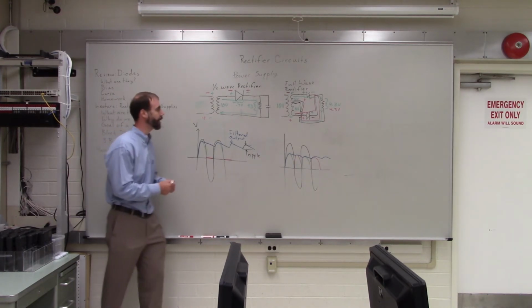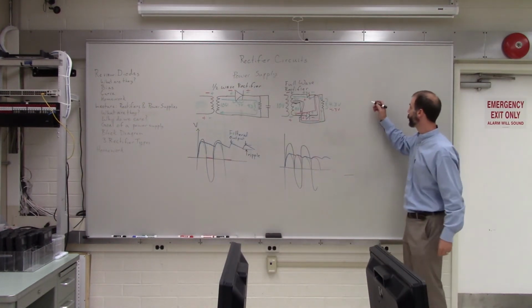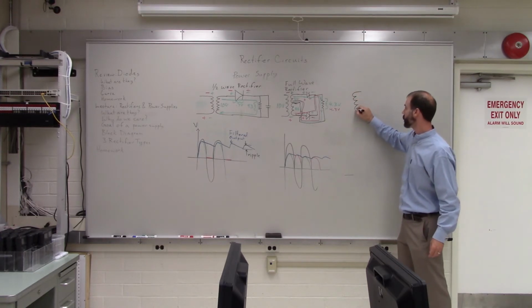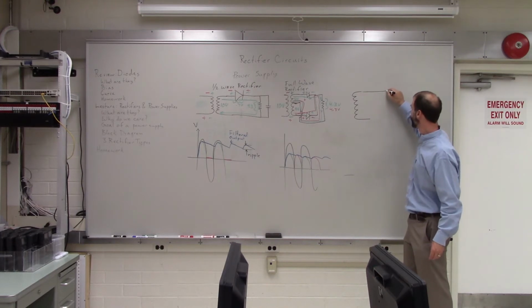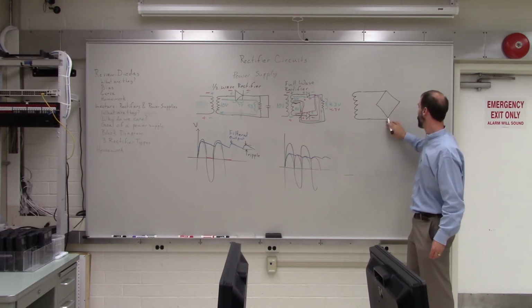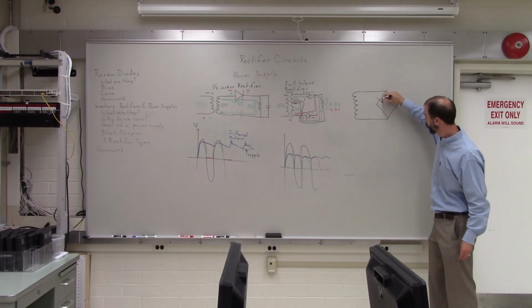Okay, and then the last type of rectifier we're going to look at is called the full wave bridge rectifier. So again, it starts with the transformer. This one has 4 diodes.